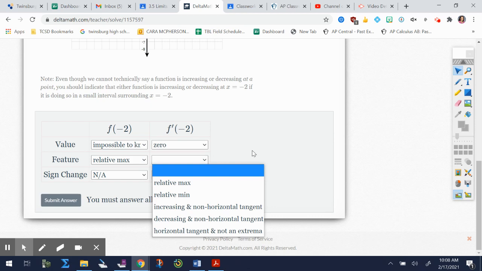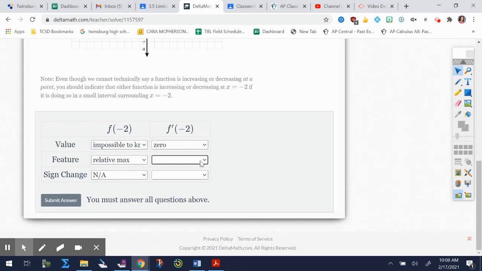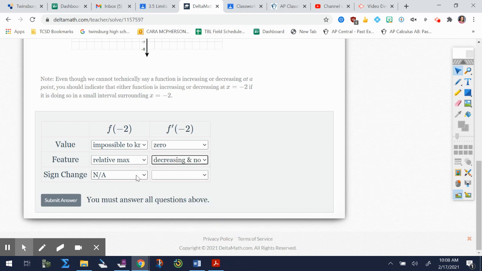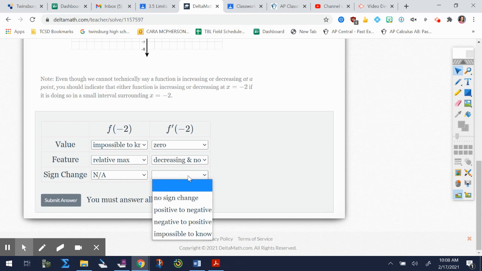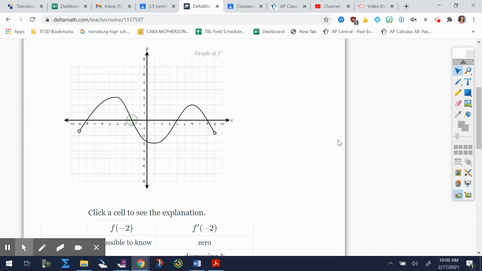would be, well, the derivative here, it is decreasing, so that means it would not have a horizontal tangent. The derivative has a sign change. It goes from positive to negative. See if that's everything I wanted. There we go.